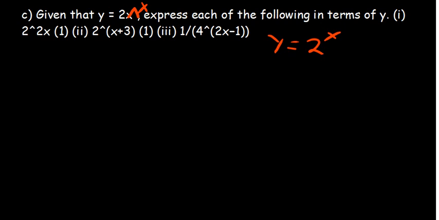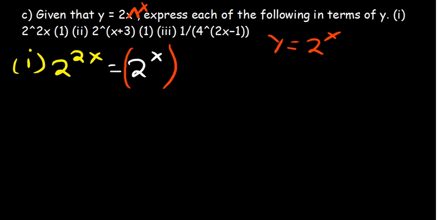So for our first part, what have they given us? They've given us 2 to the power 2x. This is testing our understanding of indices. Whenever you have 2x in the power, it's the same as 2 squared to the power x. So I'll say it's the same as (2 squared) to the power x. Then I've just factored out a 2 there. Where there's 2 to the power x, I know that is y. So it's going to be y to the power 2. You've expressed the first one in terms of y.